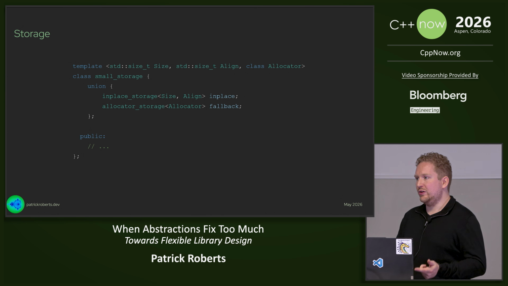With small storage, in order to make it constexpr capable, you have to have an if consteval split between what you do at runtime and compile time. At compile time, you have the additional constraint that you just do not use in-place storage at all. But at runtime, if the object is movable and it fits the size and alignment requirements, then you can use the in-place storage.